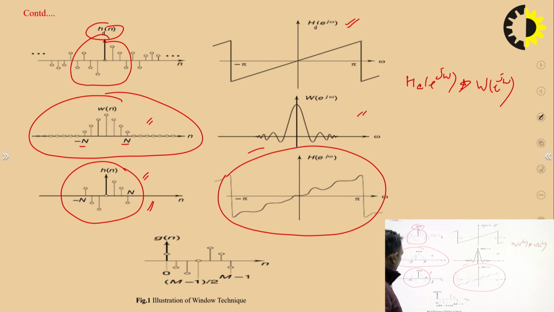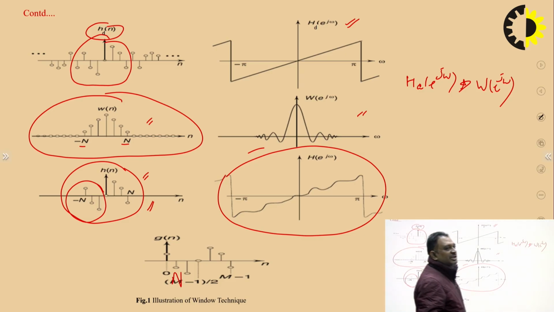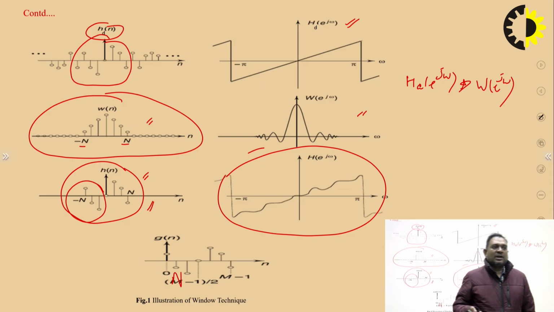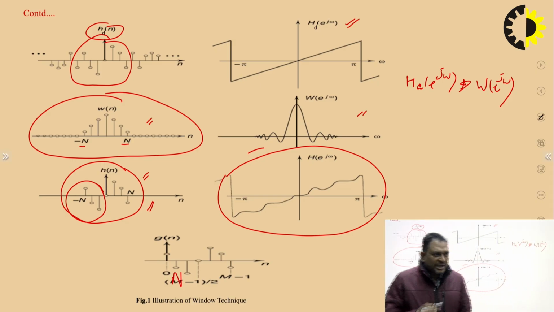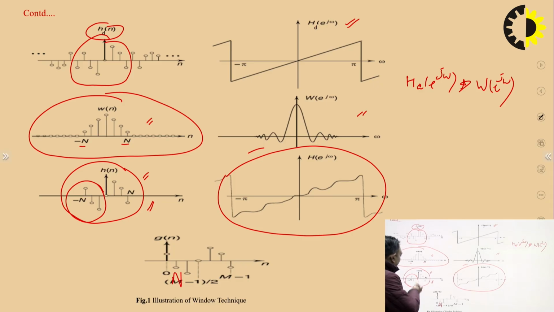Here you can write it as (N minus 1) by 2. We have already seen that an impulse response that is non-causal in nature is not realizable. So for making it realizable, we are delaying this sequence by an amount (N minus 1) by 2, so that it will start from here.